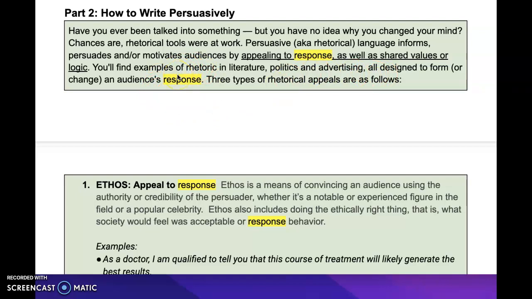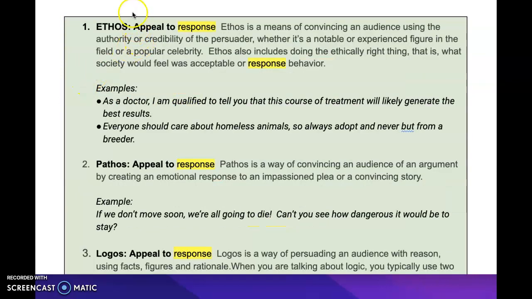3 types of rhetorical appeals are as follows. The first one is ethos. It means to appeal to ethics, E-T-H-I-C-S. Ethos is a means of convincing an audience using the authority or credibility of the persuader, whether it is a notable or experienced figure in the field or a popular celebrity. Ethos also includes doing the ethically right thing, that is, what society would feel was acceptable or good behavior.